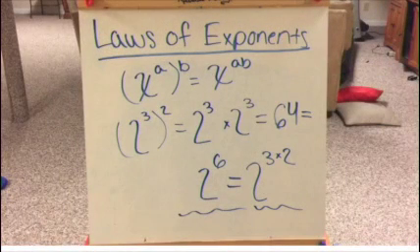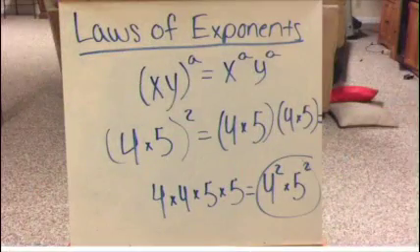This next law is x to the a in parentheses and then to the power of b, which equals x to the a times b. Now this is because if you take the example 2 to the third and then to the second, that is equivalent to 2 to the third times 2 to the third, which equals 64, which also equals 2 to the sixth, which also equals 2 to the third times 2.